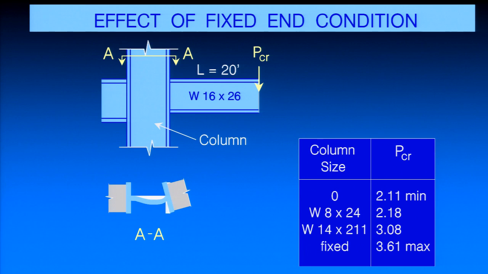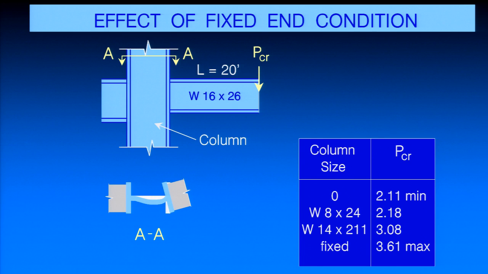So a column size of 0 means that we're preventing twist at the end of this section, but there's no warping restraint. So that beam would only have St. Venant stiffness. And for this W16x26 with a point load at the tip, the buckling capacity is about 2.1 kips. Okay? If I put in a W8x24, now that web has some stiffness, and that flange has some stiffness if it wants to rotate. Wow, that was a real big help. It increased by about 70 pounds.